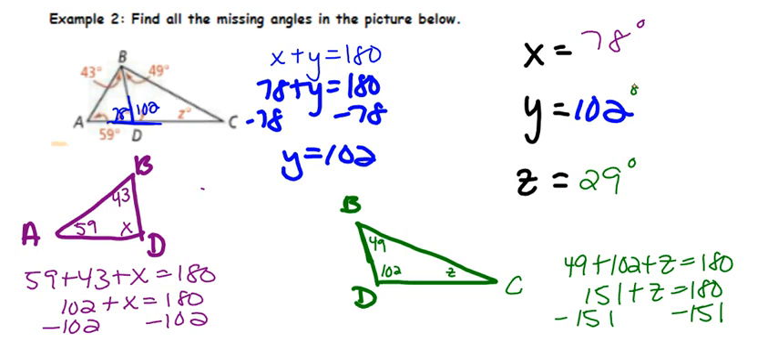So when you have a picture like that, find one to start with, find a variable to start with. It's helpful if you use a triangle that already has 2 numbers in it, like in this one right here, I already knew the 43 and the 59. And then from there, you can do something with a straight line, like we did with x and y, and then you can do something with the final triangle. And that's the end of that.